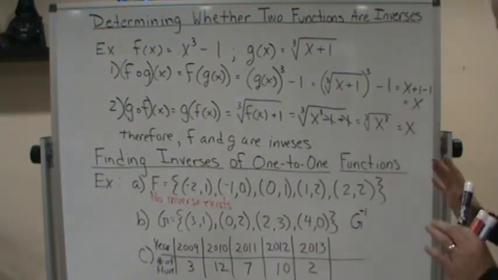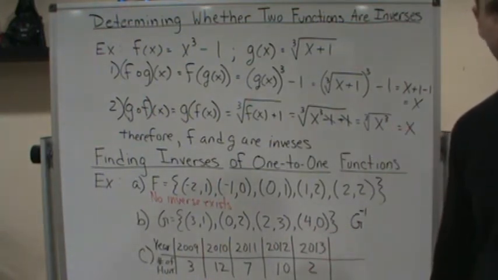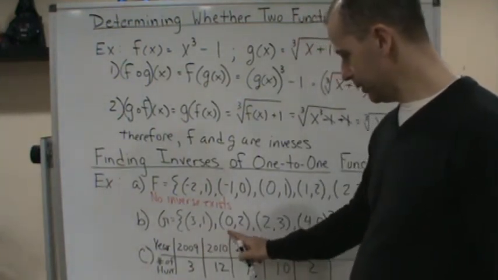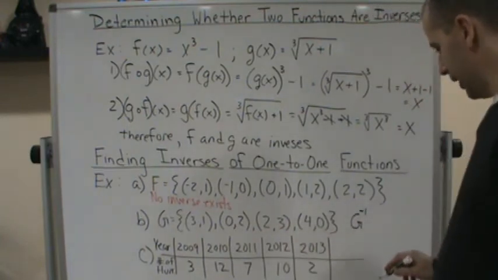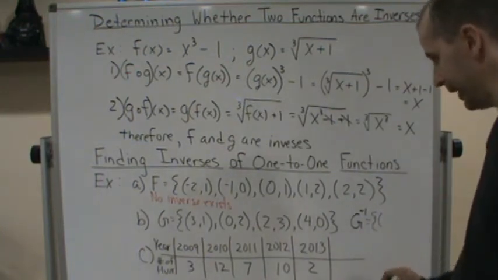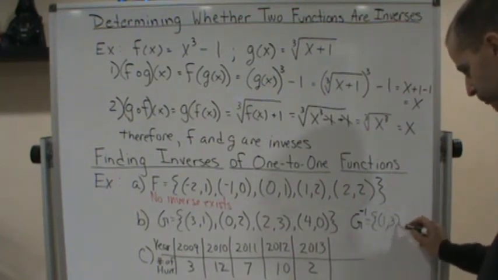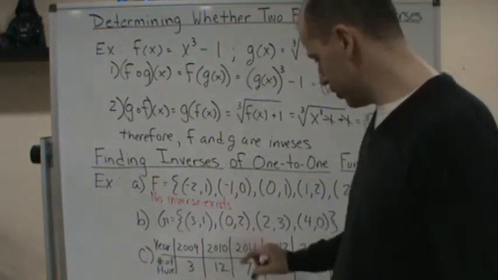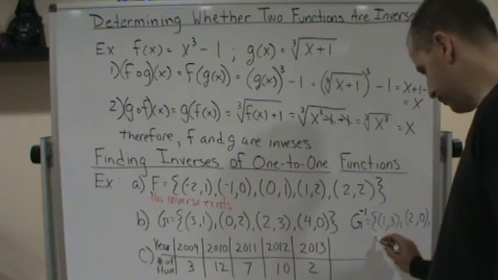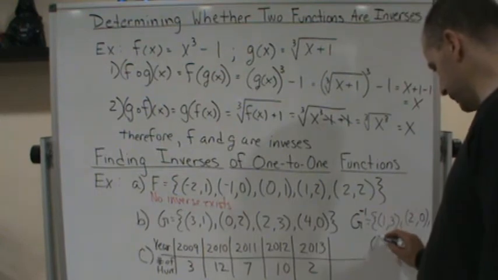Now, how do we write the inverse of g? Well, with ordered pairs, it's very easy. How do we do that? All we do is flip the x's and the y's. And so we get a new set where now instead of 3, 1, it's going to be 1, comma 3. And then instead of 0, 2, it's now going to be 2, comma 0. And then instead of 2, 3, now it's going to be 3, comma 2.